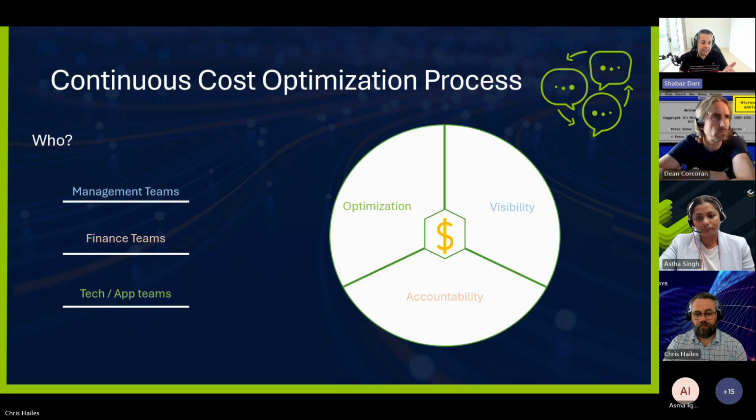If we look at what we see on screen now, the management teams, they have that visibility. That's their job, right? To have that visibility over the overarching organization. And then it's the finance teams who are going to make the business accountable, because they're the ones handling the costs, right?